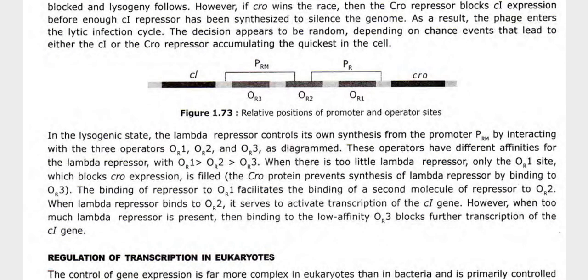When lambda repressor binds to OR2, it serves to activate transcription of the CI gene. However, when too much lambda repressor is present, then binding to the low affinity OR3 blocks further transcription of the CI gene.